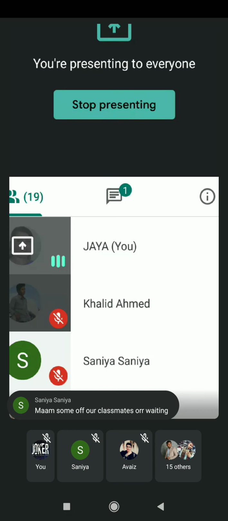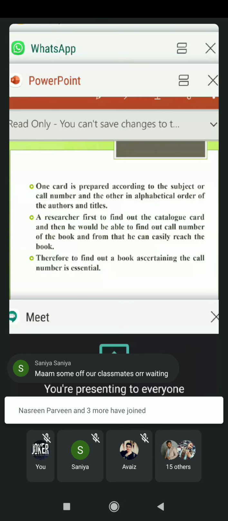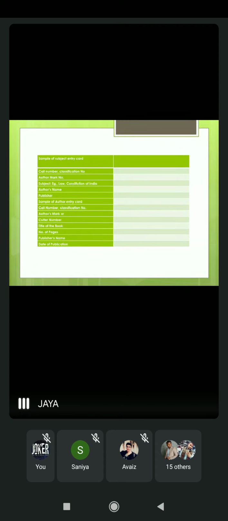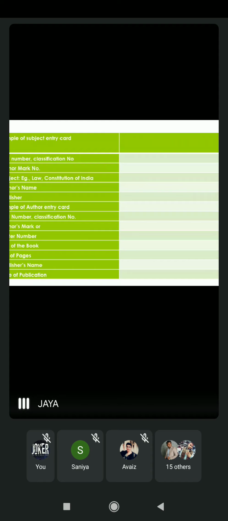Yeah. So now let us go back and discuss these points. In the previous class, I had shown you this table. Hope you remember this table. That is a sample of a subject entry card. If it is a subject entry card, these will be the details. In this table, it is a catalog. All these entries will be made in this catalog.